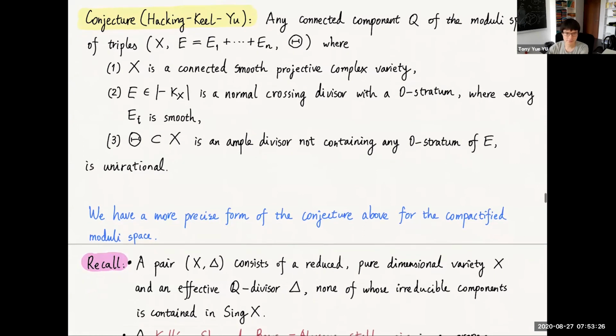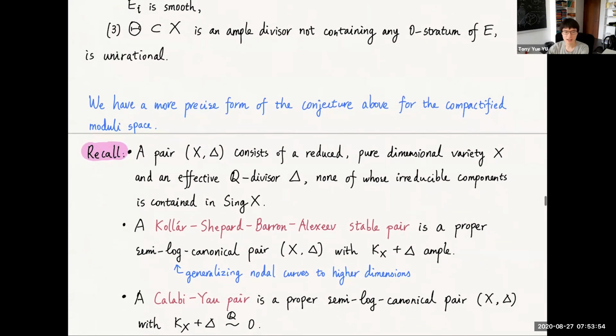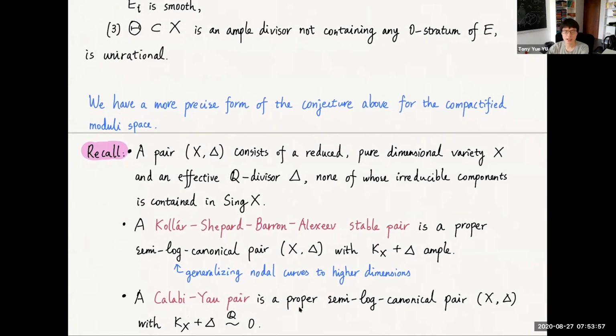Then a Kollár-Shepherd-Barron-Alexeev, KSBA, stable pair is a proper semi-log canonical pair X delta such that Kx plus delta is ample. The notion of semi-log canonical is a condition on the singularities which generalizes nodal singularities to higher dimensions. A Calabi Yau pair is a proper semi-log canonical pair X delta such that Kx plus delta is Q rationally equivalent to 0.